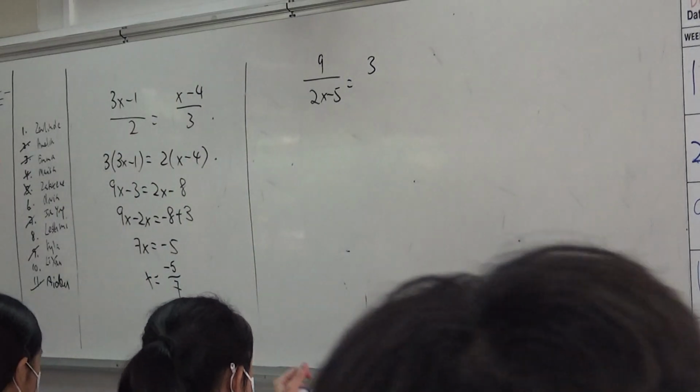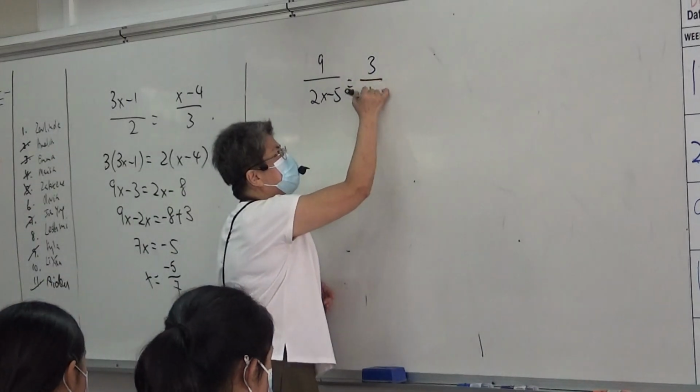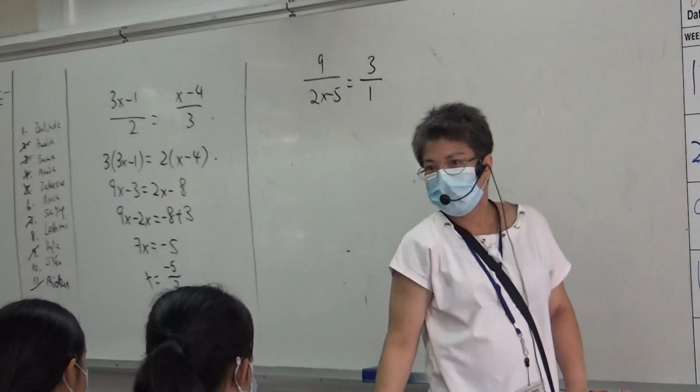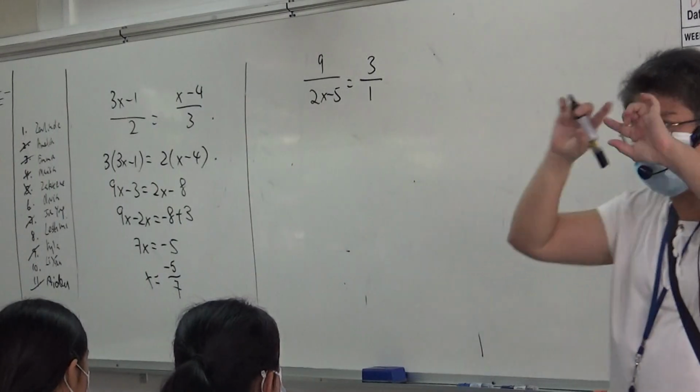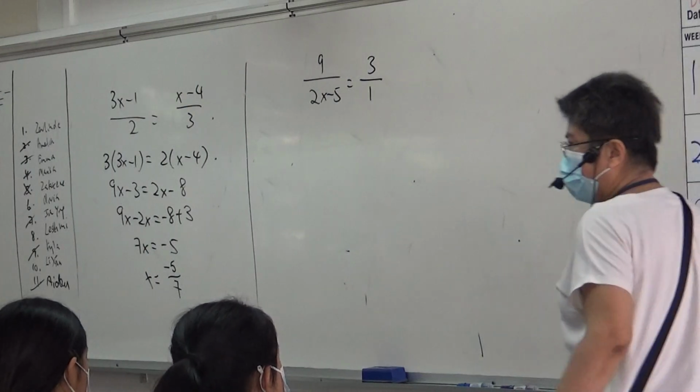I want everybody to look at the board. Do you agree that 3 is actually 3 over 1? Now, can you see if I write like that, I can cross multiply with it. Can you see it? Okay, now what does it mean?